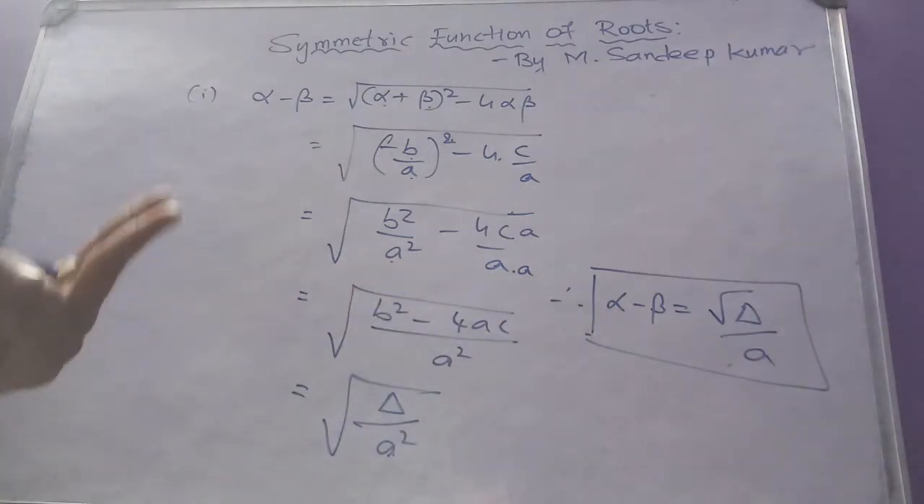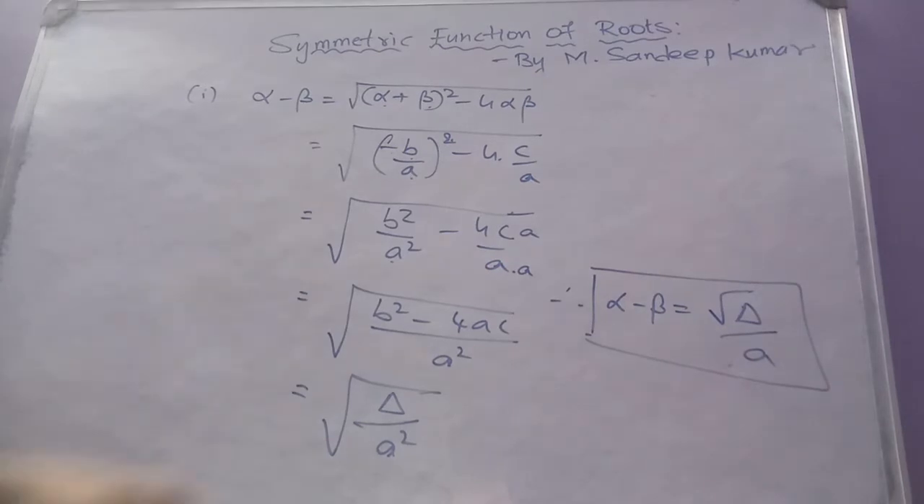So we will go for the first symmetric function, alpha square plus beta square. So please remember this. We'll go for the first symmetric function.